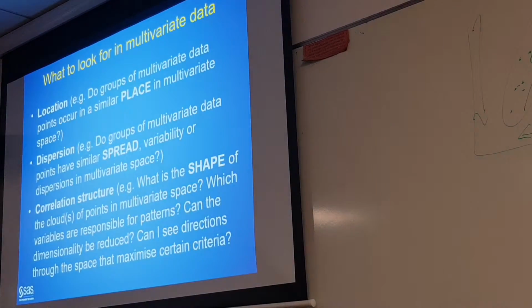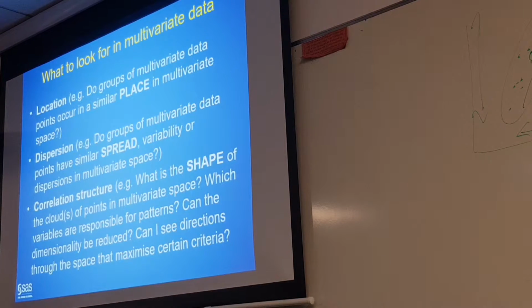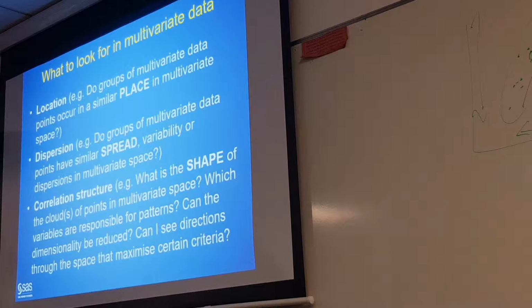And then the correlation structure is the third thing that we've learned about now. What's the shape of the cloud of our points in our multivariate space? If there is some sort of structure going on there, what's responsible for it? Which are the variables that are responsible for it? If there is structure there, can I then use that somehow to reduce dimensionality?